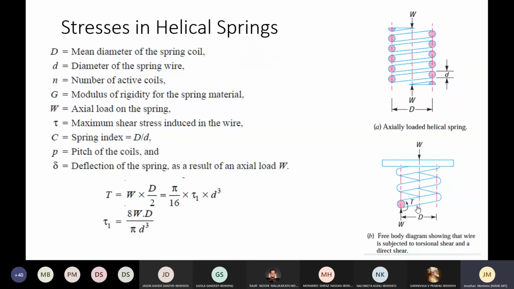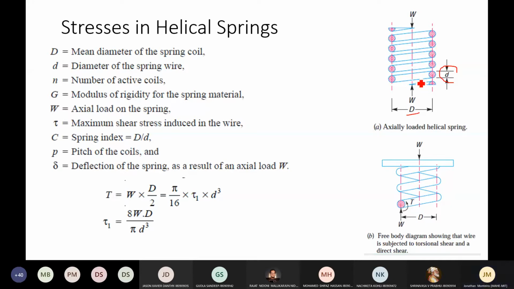Okay, let us come to the equations now. What are the equations that we are supposed to understand? After having described how the loading is, and what we mean by small d, which is the wire diameter, and D being the mean coil diameter, now, what are the stresses that are acting on the spring? So that we need to understand.